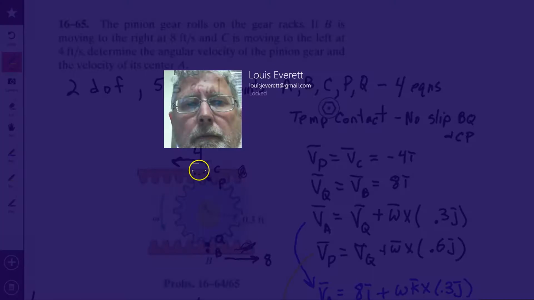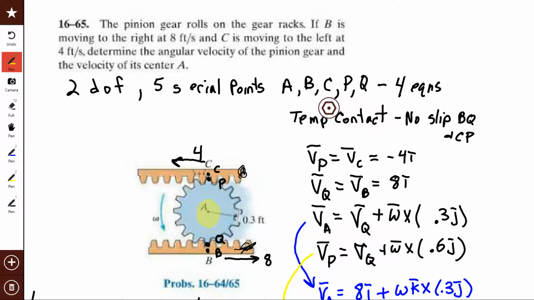Dang it. Come on. Almost got this technology down.